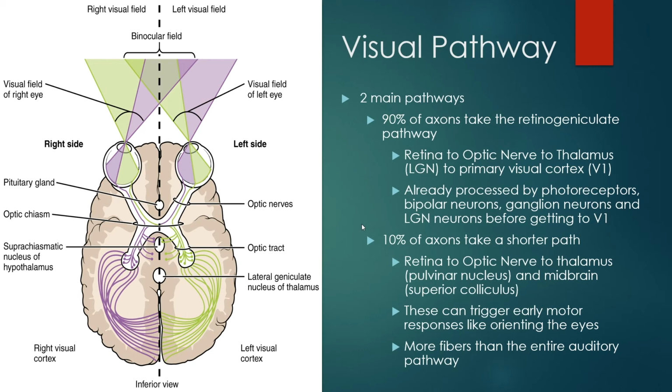And this is for orienting movements, for moving our head and moving our eyes and things like that. What I want you to take from here is that this 10% is more fibers than the entire auditory tract. So this path has a ton of information compared to our other senses. And that 10% that's just used for orienting motions is still a ton of information. I don't need you to remember all of these different brain regions. Just know that there's a lot of processing power devoted to vision.